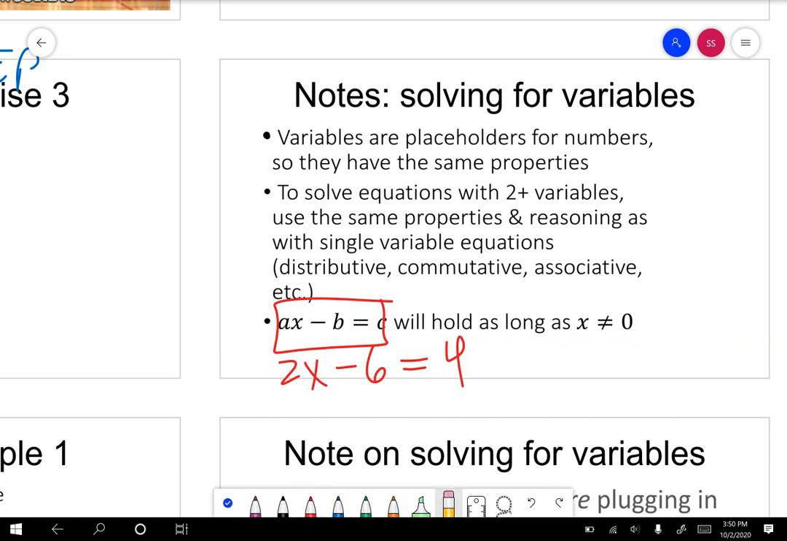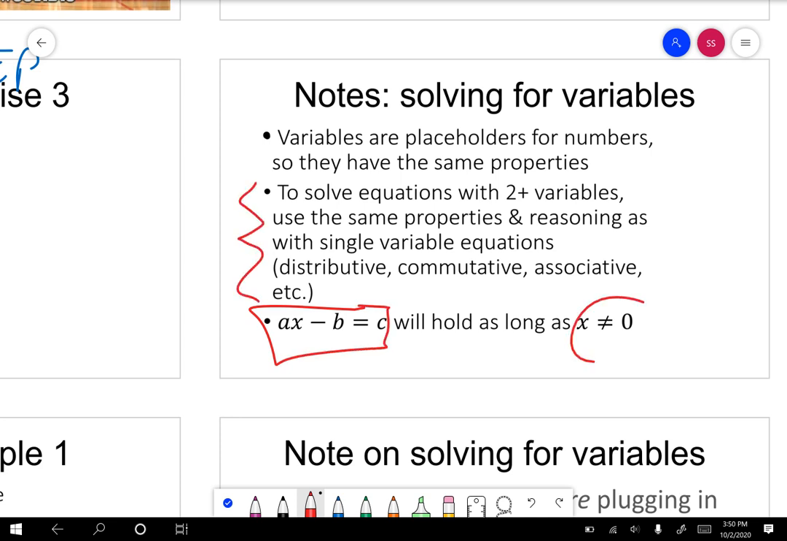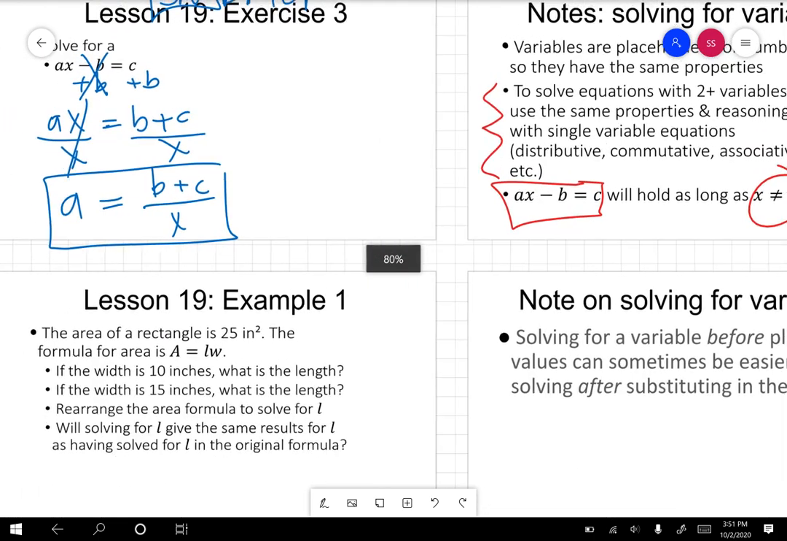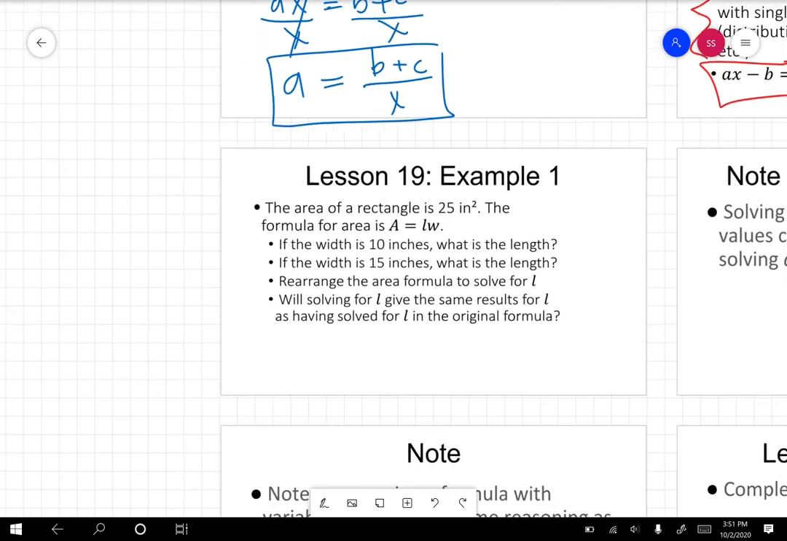There was one more important thing I wanted to point out. This will hold, and all of these will apply as long as x is not 0. That's not always the case, but for this particular example, it is. I'm pointing that out because some people will try things and they'll be like, but 0 didn't work. I know.